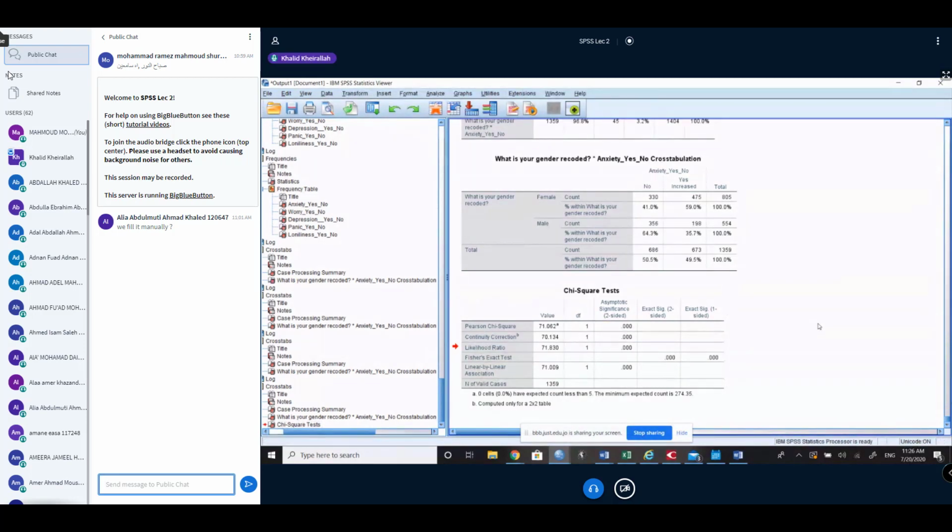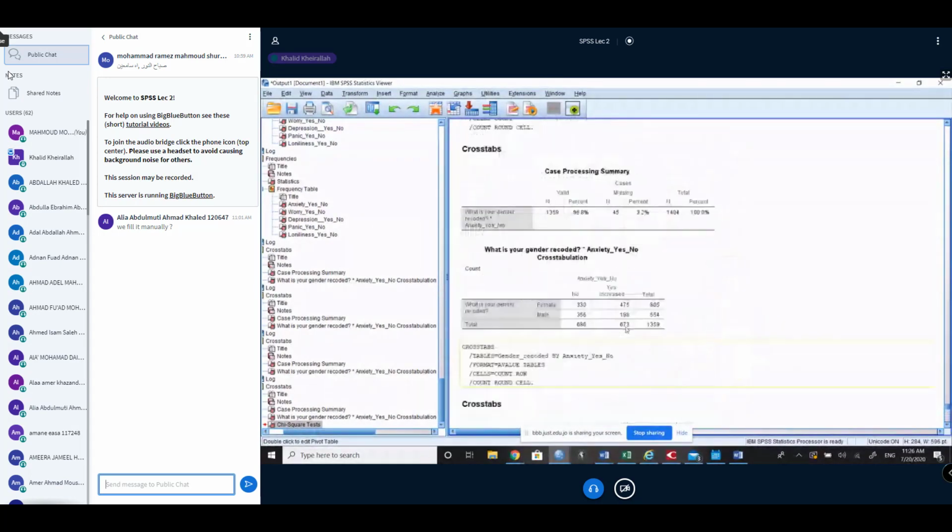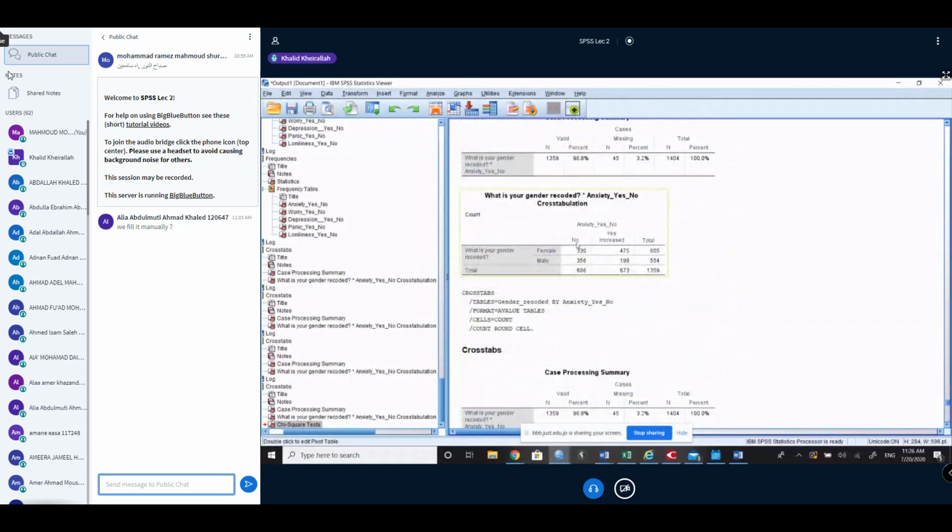Now my sample size is large. I will use the first p-value, the Pearson chi-square. Now if you remember, p-values are dependent on the type of table that you have. We go back up here. This table has two columns, column number 1, which is yes, column number 2, which is no, and two rows, which is females and males. Two columns and two rows, so it's called a 2 by 2 table.